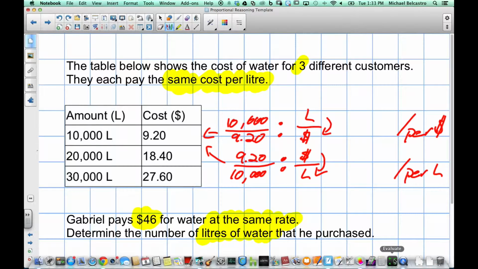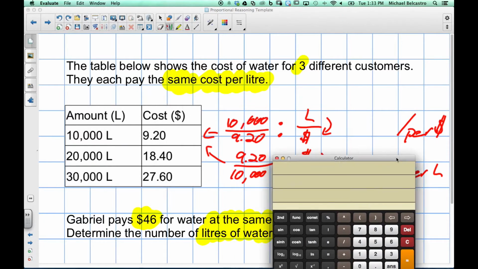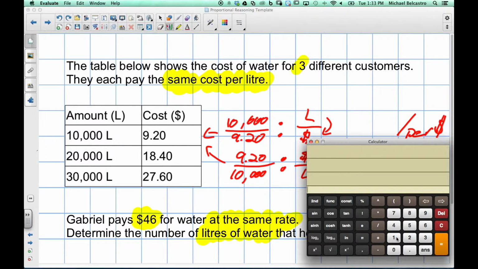We'll bring up a calculator. We have a calculator here, and I'm just going to clear everything. In our calculator, we can start with our 10,000 divided by 9.2. So 10,000 divided by 9.2. We can add that 0 there also. And we get a very large decimal here. So what we'll do is round to the 2nd decimal place, our 100th column.